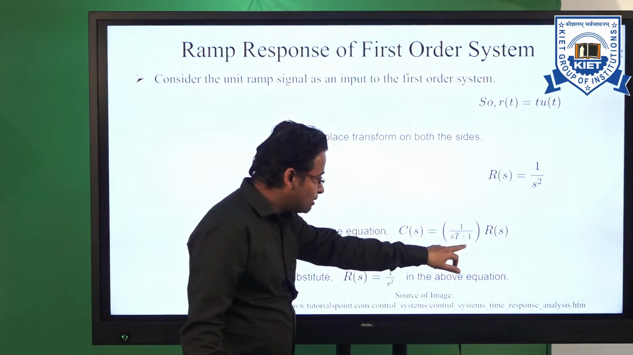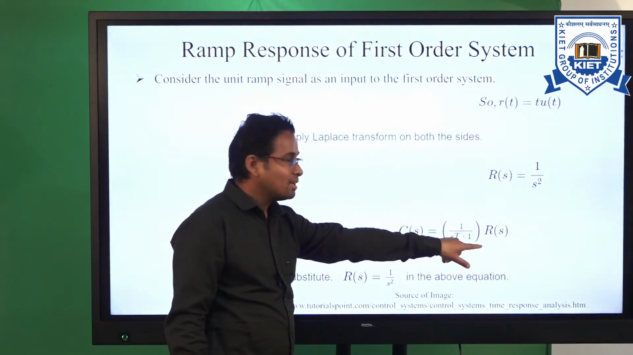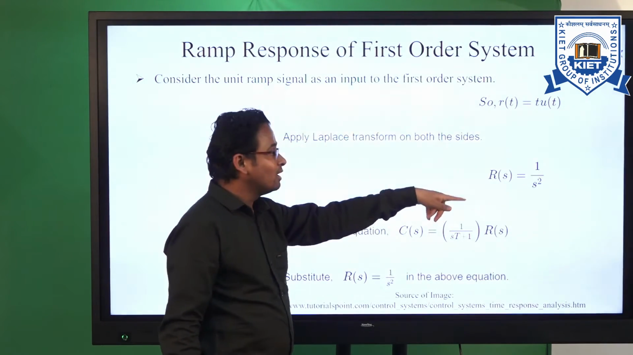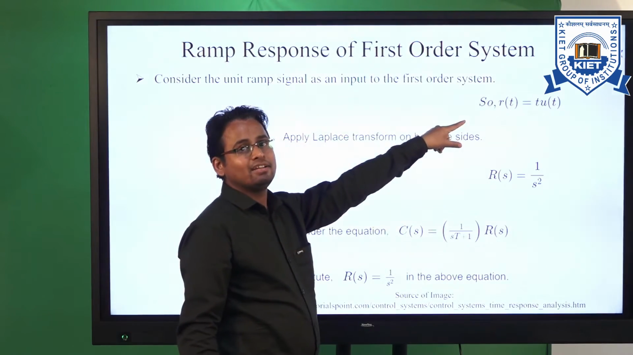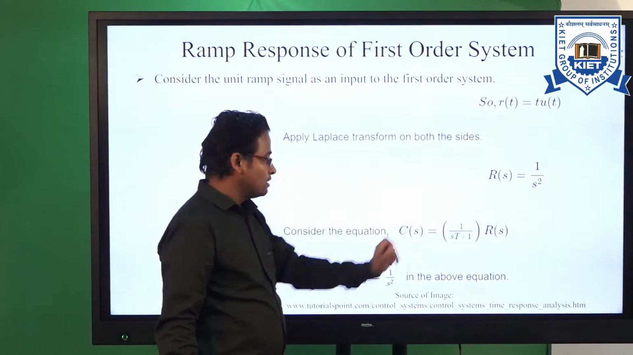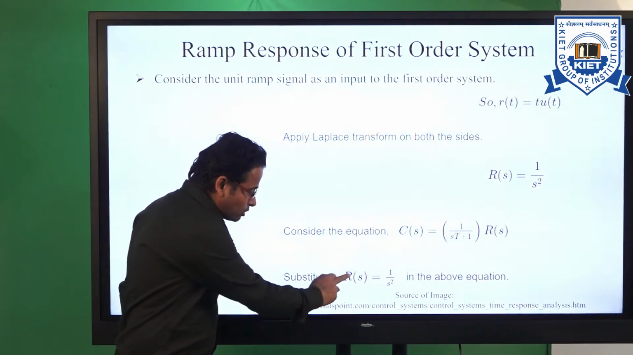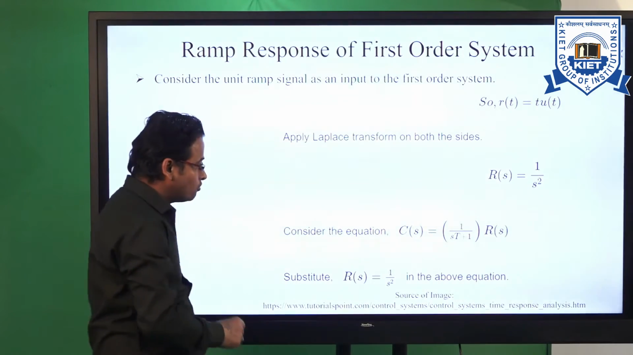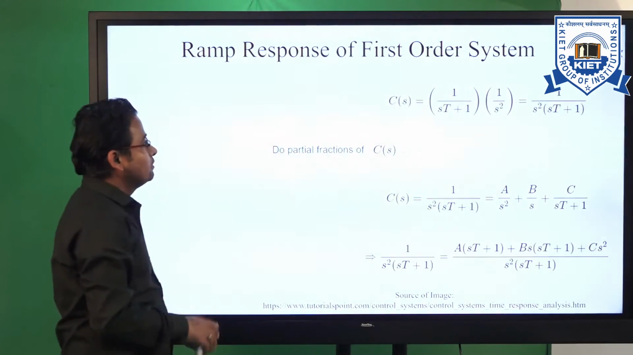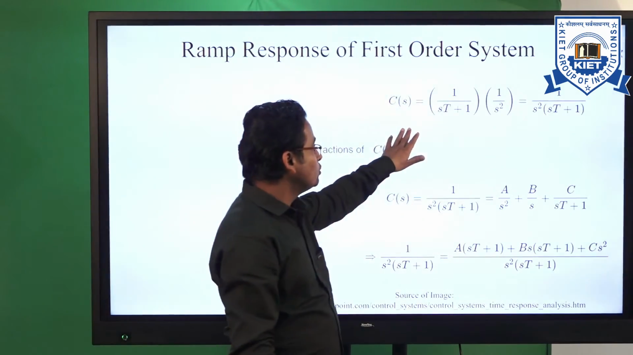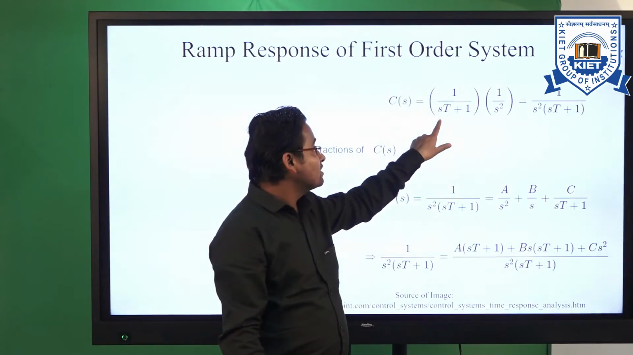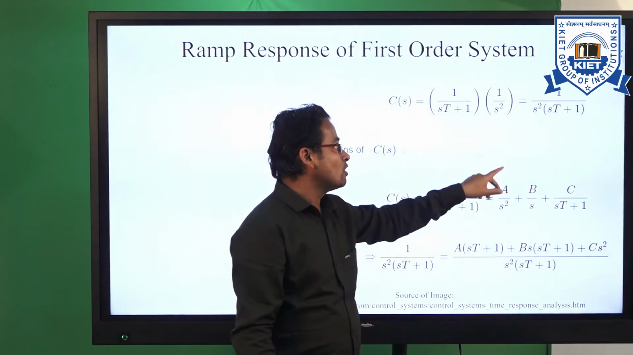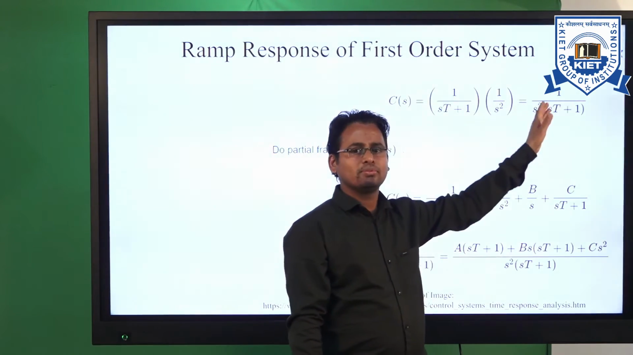So 1 upon sT plus 1 multiplication with R(s), and R(s) is 1 upon s square. How are we getting 1 upon s square? We are taking the Laplace of r(t), so it becomes R(s). Now substitute R(s) equal to 1 by s square in this particular equation. So we will get C(s) is equal to 1 by sT plus 1 multiplication with 1 upon s square. After multiplication we are getting like this.